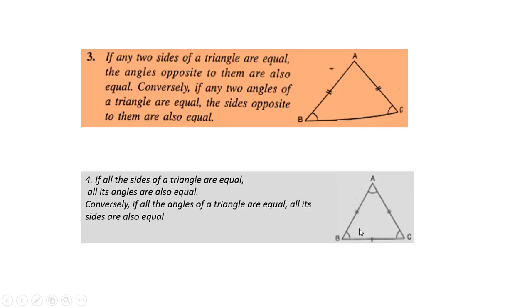We can take the example of an equilateral triangle. We all know that in an equilateral triangle, all three sides are equal and all three angles are equal to 60 degrees. You can take the example of an equilateral triangle to understand this: if all the sides of a triangle are equal, then all its angles are also equal. Conversely, if all the angles of a triangle are equal, then its sides are also equal.